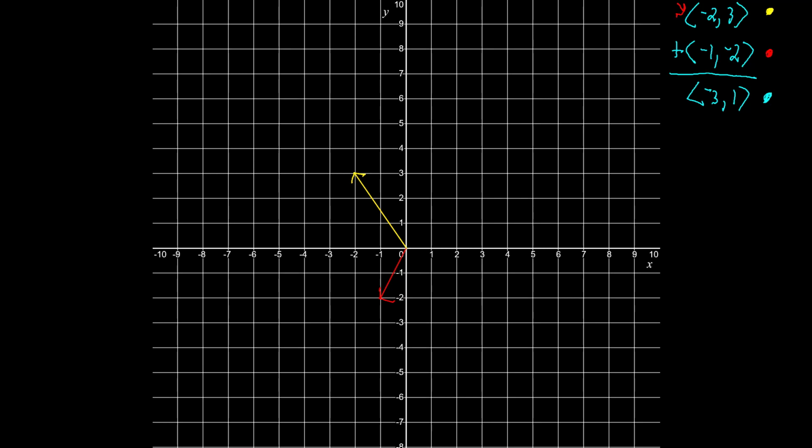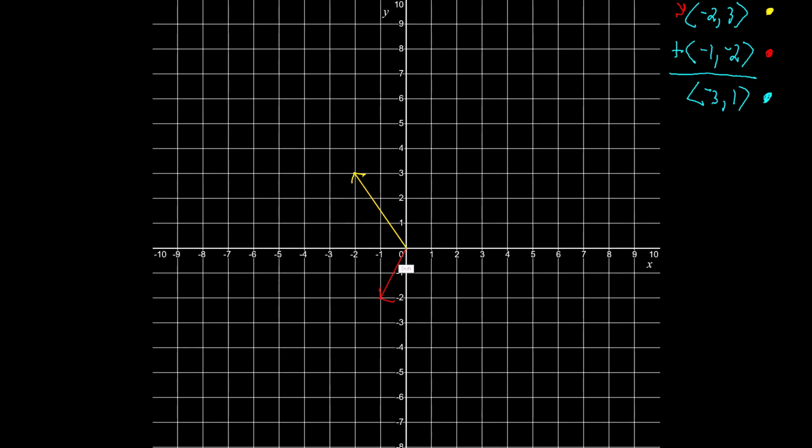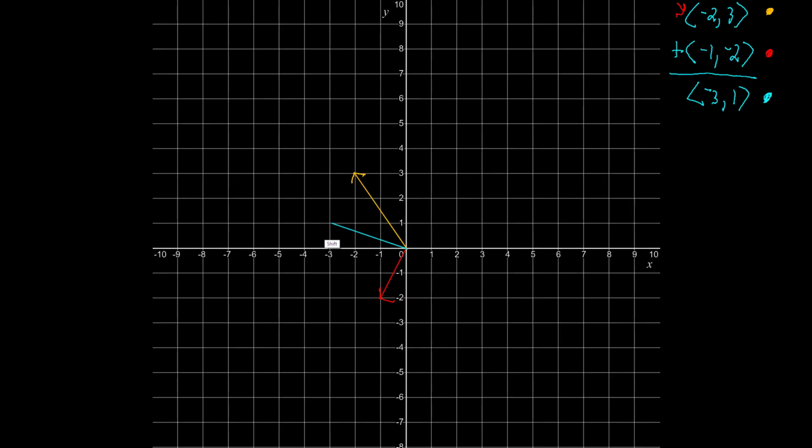And then I'm going to graph -3, 1. So I want to get it as exactly as I can. So -3, 1, right like that. -3, 1, exactly like that. There we go.